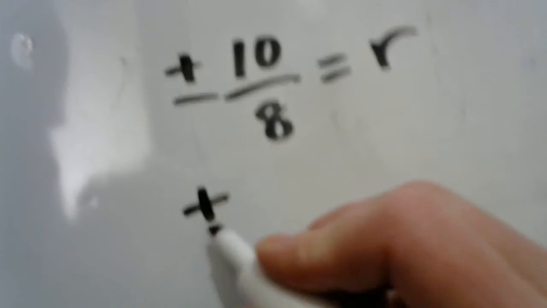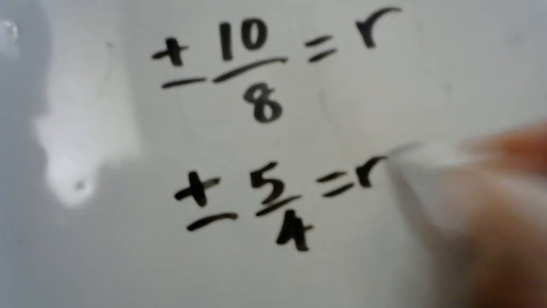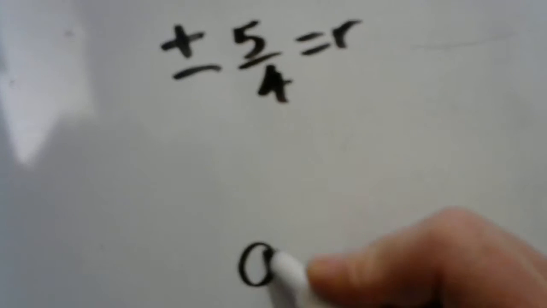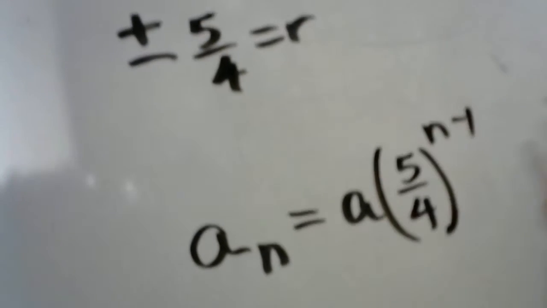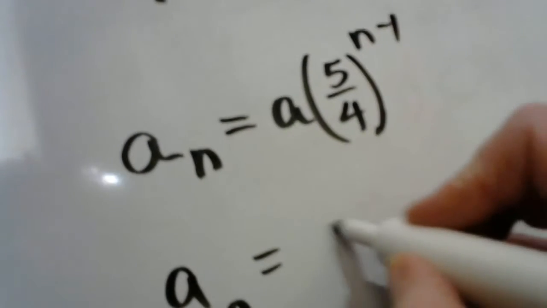However, we could reduce that and make it plus or minus 5 over 4. I'm sorry, r equals plus or minus 5 over 4. So if we plug either of them into the explicit formula, we would have this, or we'd have that. We'd have two possibilities.